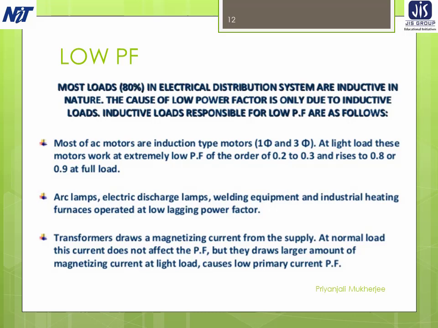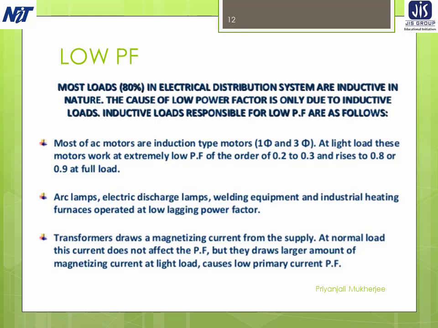Now in most cases AC motors are induction type motors, that may be single phase or three phase. During light load, these motors work at an extremely low power factor, that may be 0.2 to 0.3, and it rises up to 0.8 to 0.9 at full load. The arc lamps, electric discharge lamps, welding equipment and industrial heating furnaces operate at a low lagging power factor.